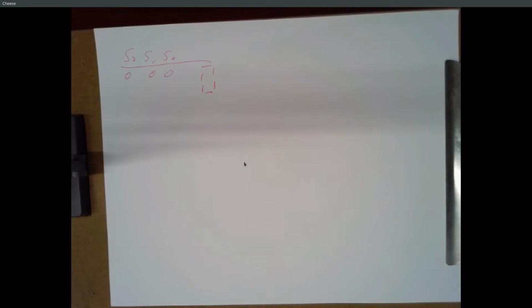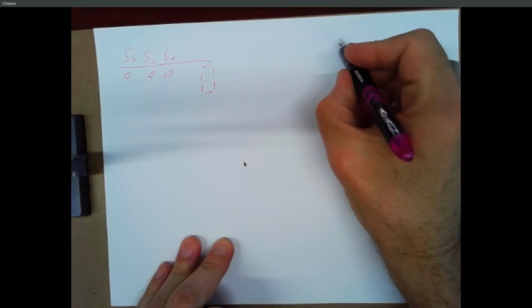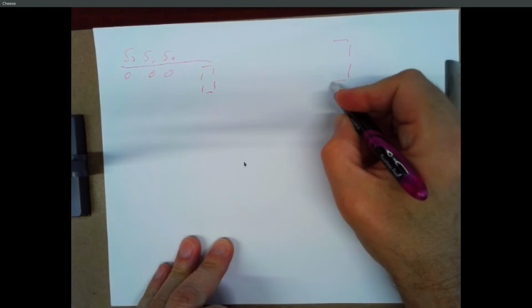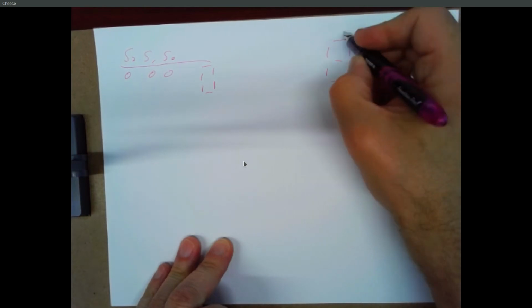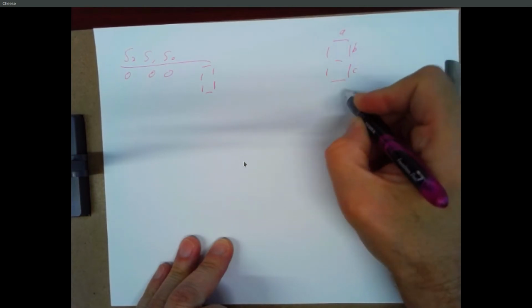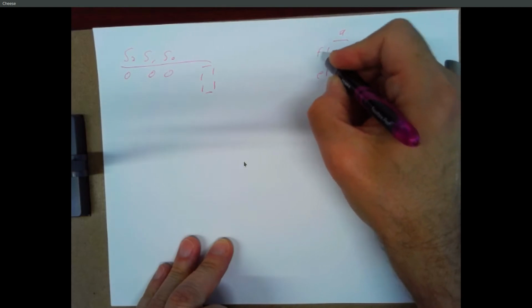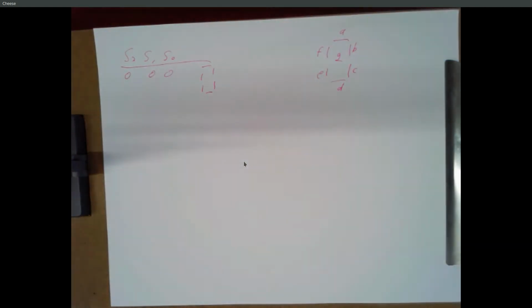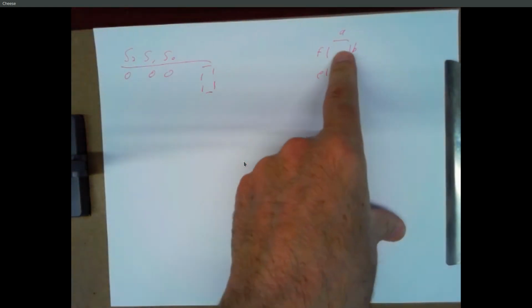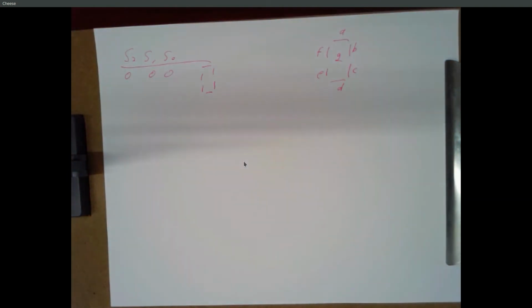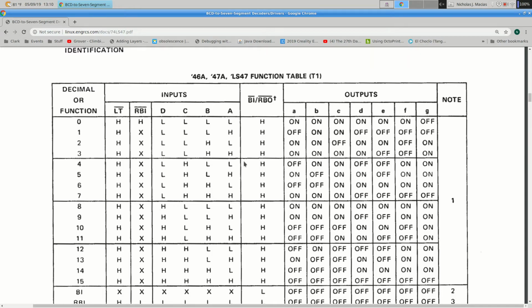So let's draw this chart. And I think it goes like this. Right, so to display a 0, we want G to be off, we want everything else to be on. And lo and behold, that's what that first row corresponds to. Okay, so let's make a table here.